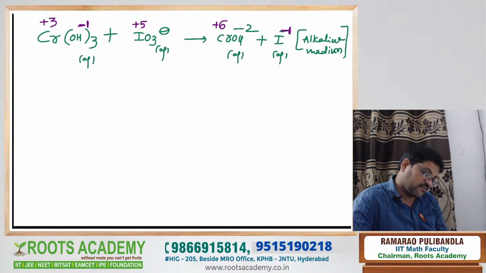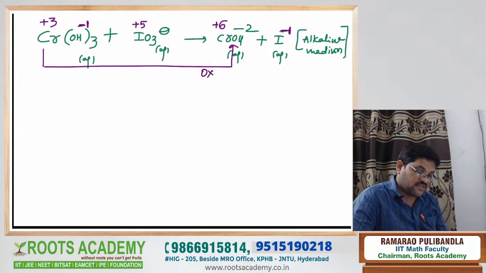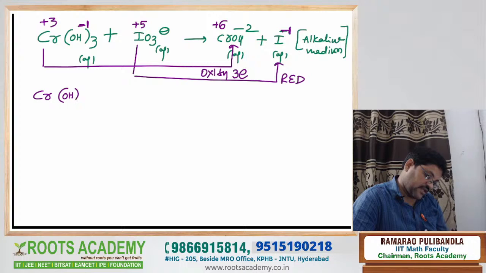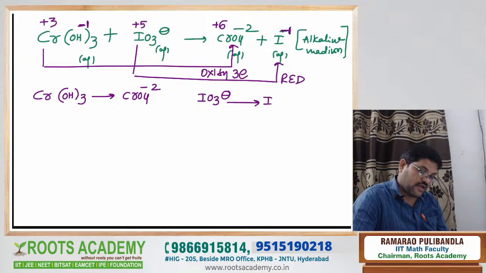Now below chromium 1 atom. So chromium plus 3 state becomes chromium plus 6 state. That means oxidation by 3 moles of electrons. Now iodine plus 5 state becomes iodine minus 1 state. That is called reduction. So this is oxidation, that is reduction. Now you write the reduction half reaction and oxidation half reaction. Oxidation half reaction: Cr(OH)3 gives rise to CrO4 2 minus. Here what you write? IO3 minus gives rise to I minus.